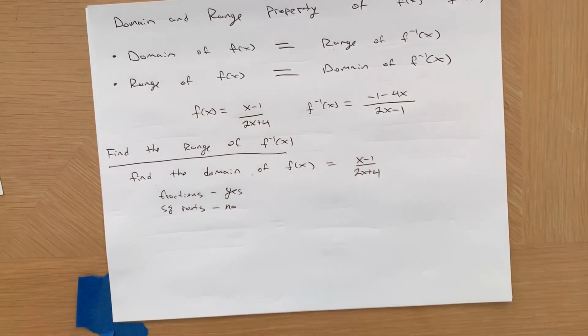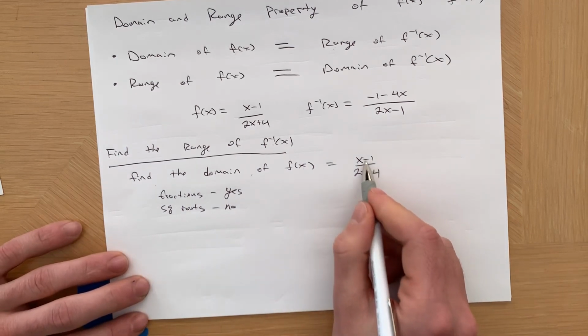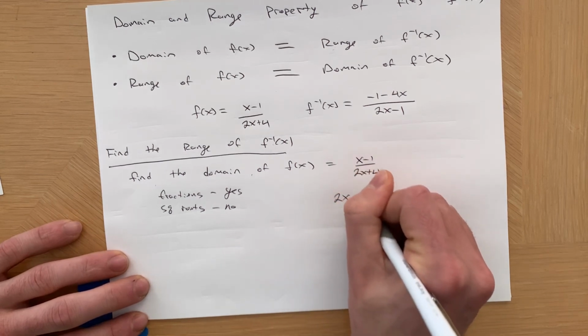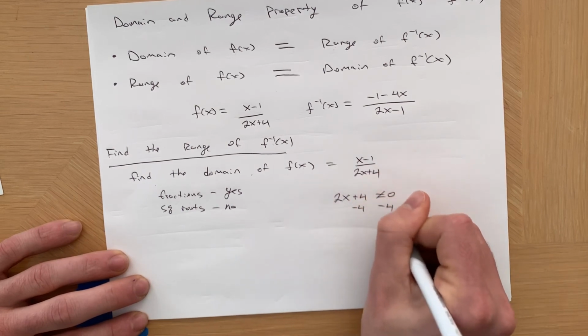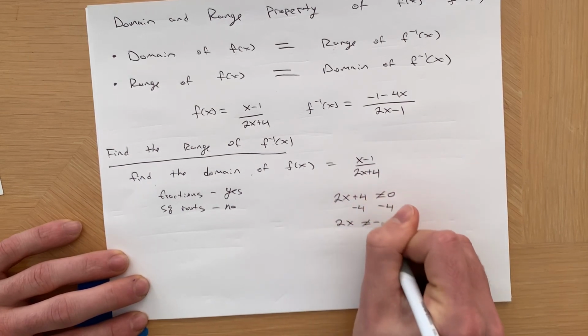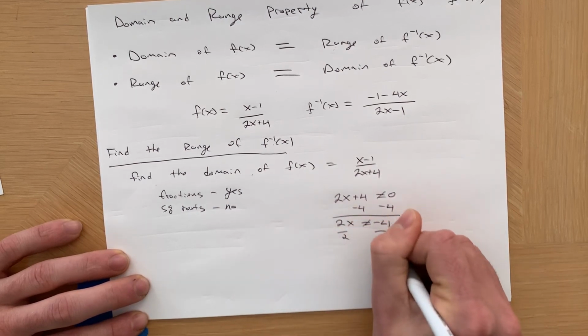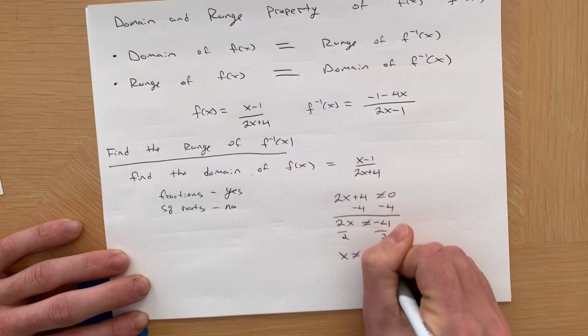And whenever we see fractions, the bottom of a fraction can't be 0. So what's the bottom of this fraction? It's going to be 2x plus 4. That's the bottom of this thing. So 2x plus 4 can't equal 0. So if we subtract the 4 over, it means 2x can't equal minus 4. And if we divide by the 2, this means x cannot equal minus 4 over 2, so minus 2.